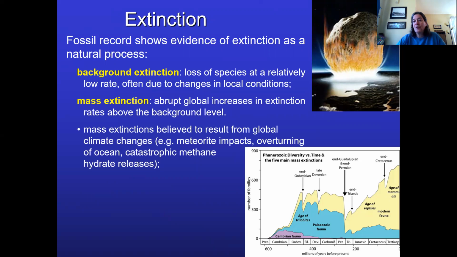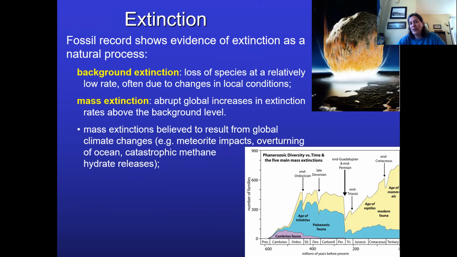We don't know what causes them all. Of course, we know that the dinosaur one, which is our most recent mass extinction, 65 million years ago, was the result of an asteroid impact. When I was your age, that had not been proven yet. It was a theory, but when we finally found the crater of the right age in the Yucatan Peninsula, it was pretty well proven.